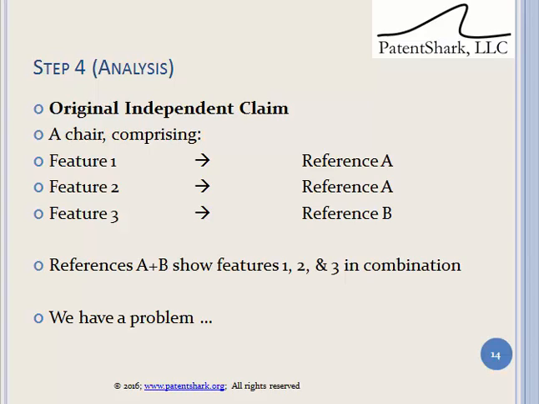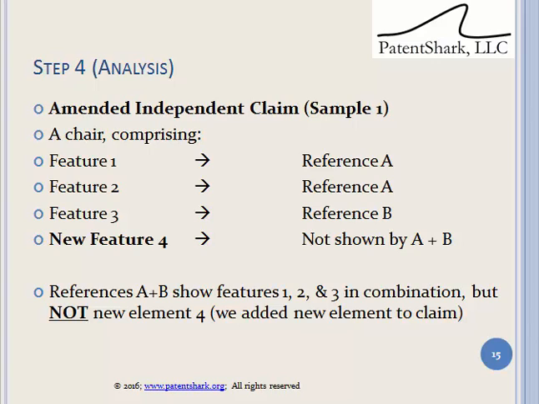Therefore, we have a problem, as the examiner can apply this combination of references A and B against our claim as originally stated. So what are some of the options that we have in order to overcome this rejection, in order to overcome this problem that we have? We can amend independent claim 1 by adding a new feature that's not shown by references A and B in combination. For example, as we said, feature 1 is at least one leg, which is shown by reference A applied by the examiner. Feature 2 is a seat, which is shown by reference A applied by the examiner. And feature 3 is a backrest, which is shown by reference B applied by the examiner.